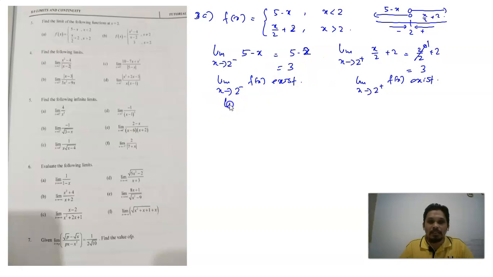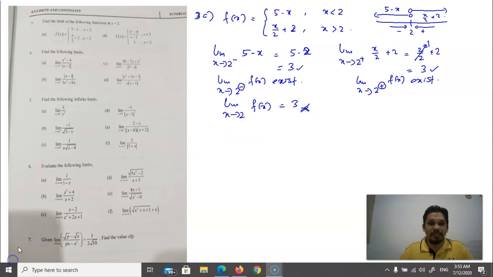Okay, find the limit of the following function at x equal to 2. Just now we found the limit as x approaches 2 from the left and from the right. Both exist and both are equal, 3 and 3. So we come up with the conclusion that the limit as x approaches 2. Do you find any sign here? No. Meaning it's general, representing x approaching 2 from the left and from the right. And the limit of the function f(x) equal to 3. Okay, next question.